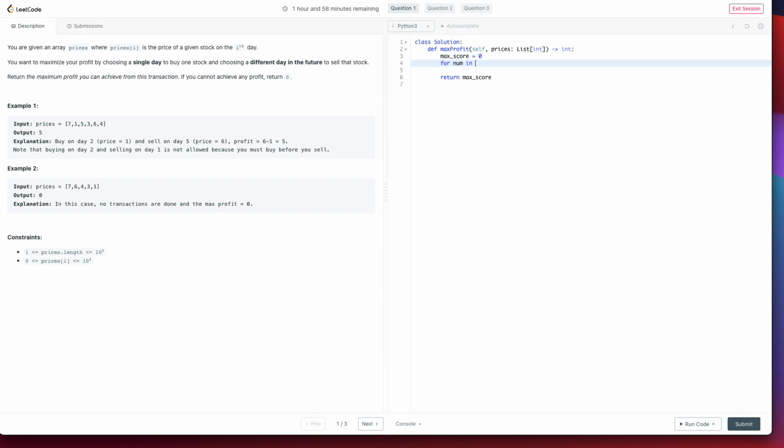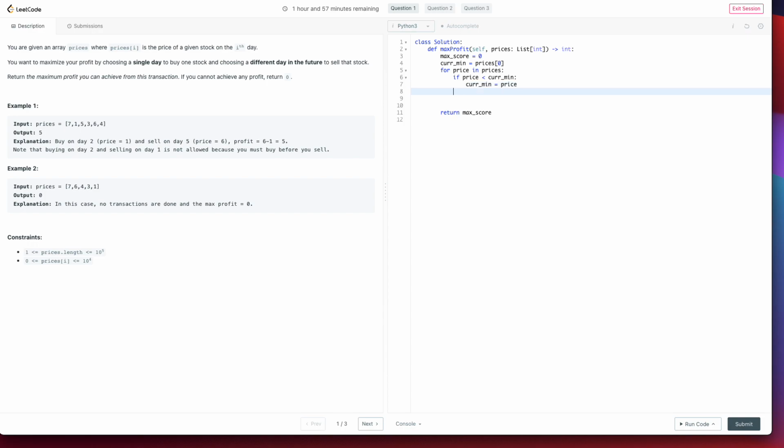So for price in prices, current minimum is prices[0]. Are we guaranteed that this length is, yep. If price is less than current min, then current min equals price. So now I'll update that pointer.